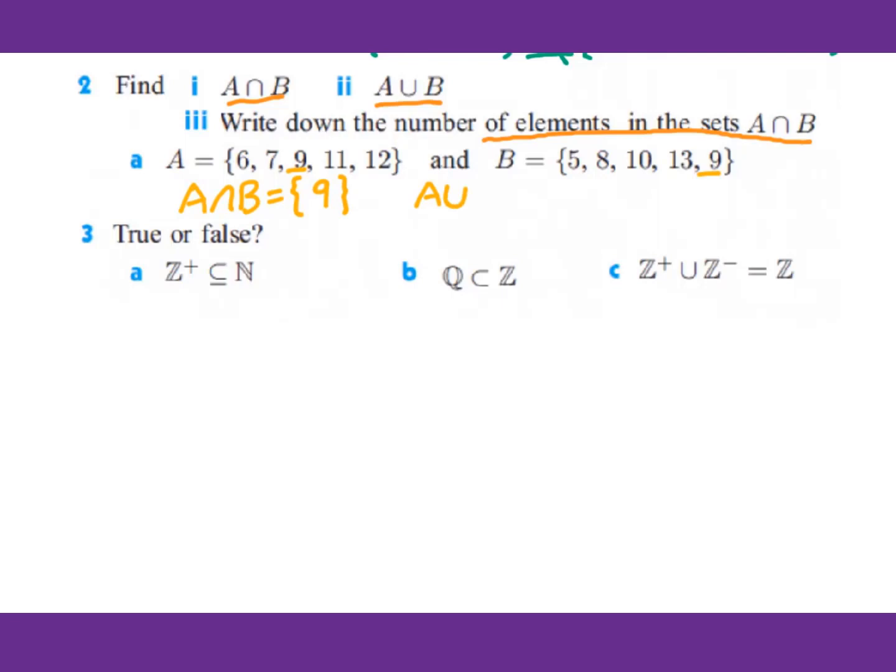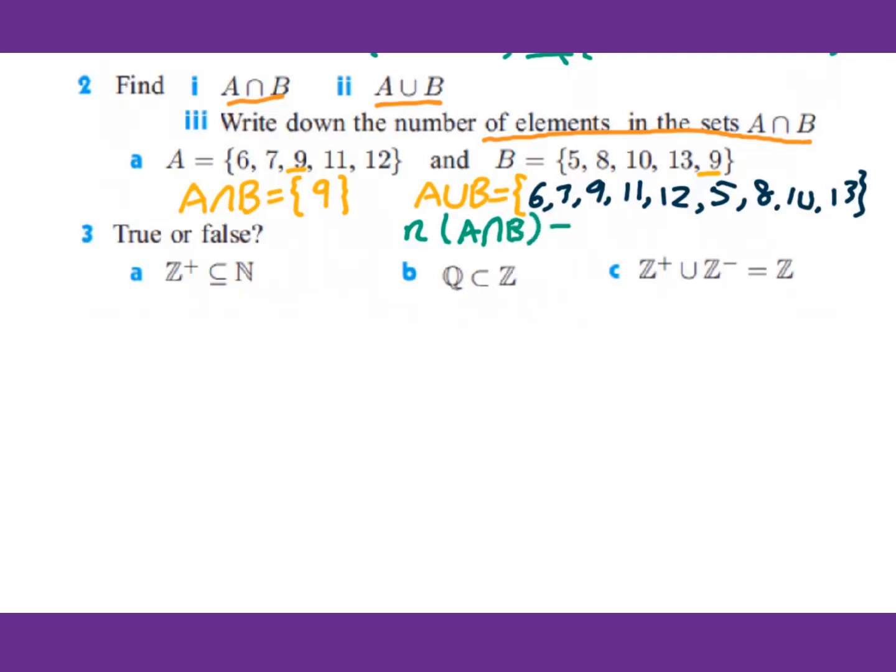A union B: every single element counted. We write down 6, 7, 9, 11, 12, 5, 8, 10, 13. Don't repeat the element. The number of elements in A intersect B equals 1.